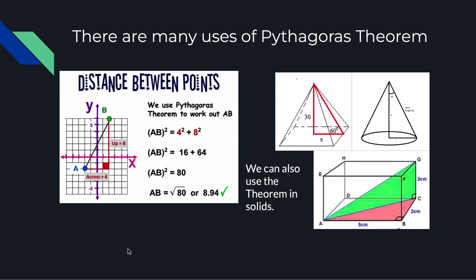There are many uses of Pythagoras theorem. Here we see that it can be used to find the distance between 2 points on a graph. On the right hand side, we can see that Pythagoras theorem can be used in solids as well, as there are right-angled triangles on the surface as well as with the height of the object.